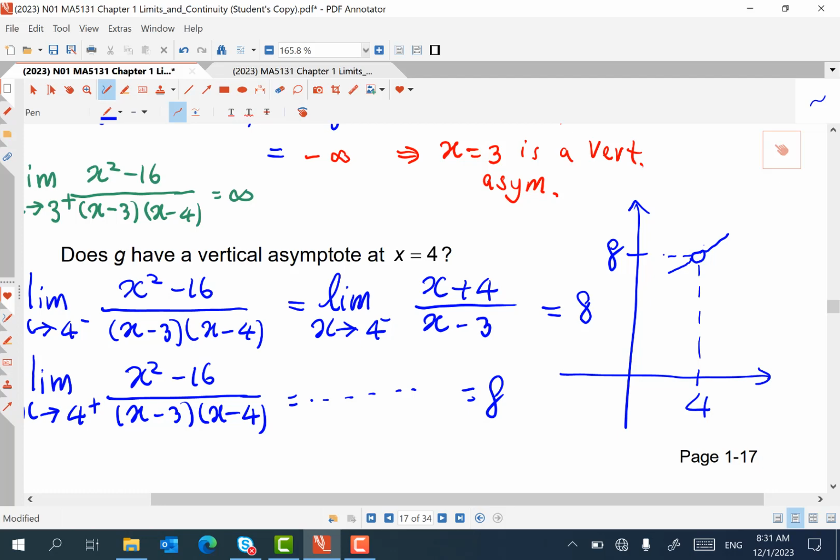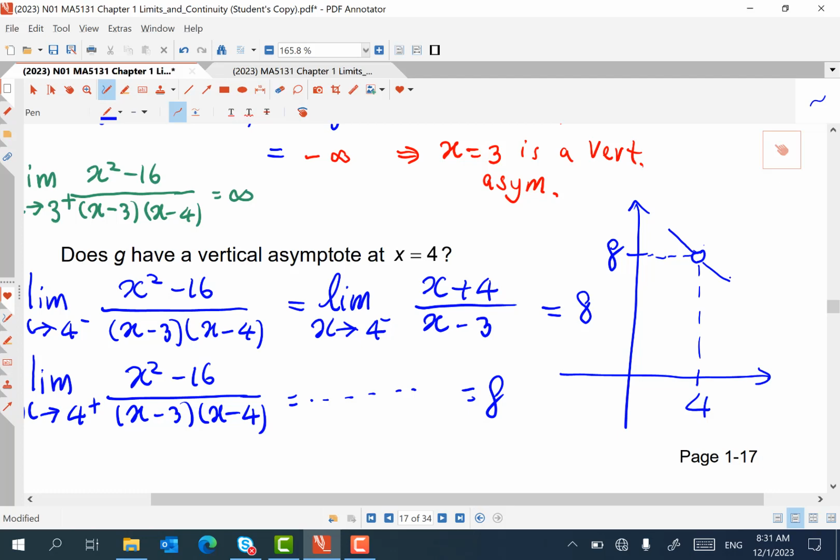while it is undefined at the point in question, the graph actually has a limit at x equals 4, as we have calculated. Yes. I think my direction of the graph is wrong. I think the graph should be like that. Yeah, the other way around.